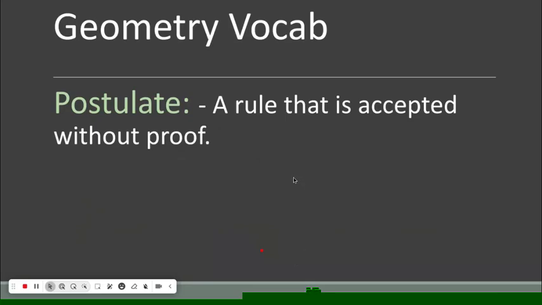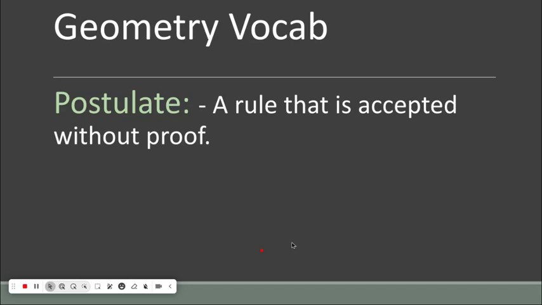All right, so the first vocabulary term we need to know is what a postulate is. A postulate is just a rule that is accepted without proof. This is something that you assume is true given the information.